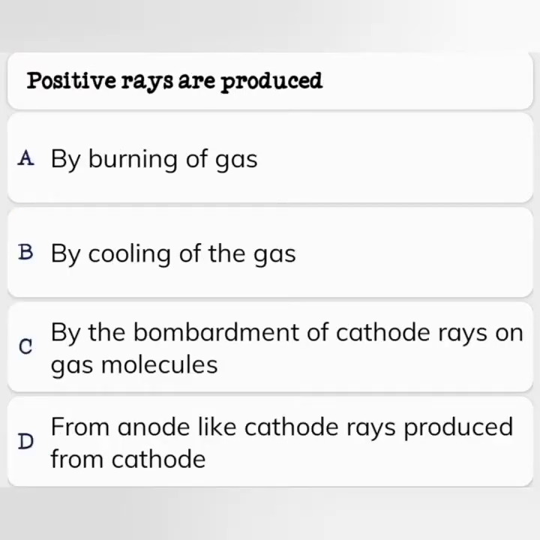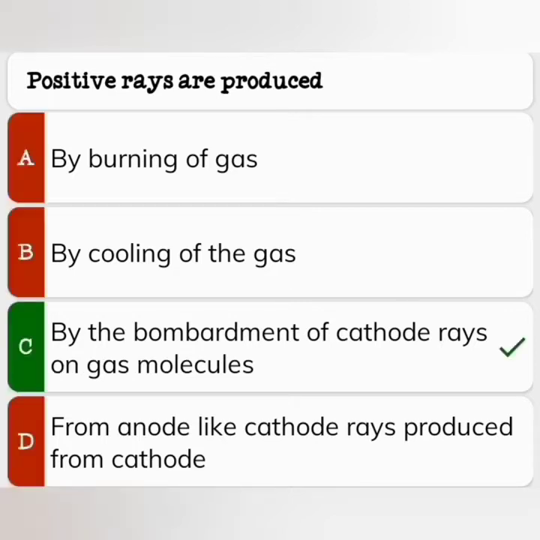Positive rays are produced A. by burning of gas, B. by cooling of the gas, C. by the bombardment of cathode rays on gas molecules, D. from anode like cathode rays produced from cathode. Yeah, so the right option is C, by the bombardment of cathode rays on gas molecules.